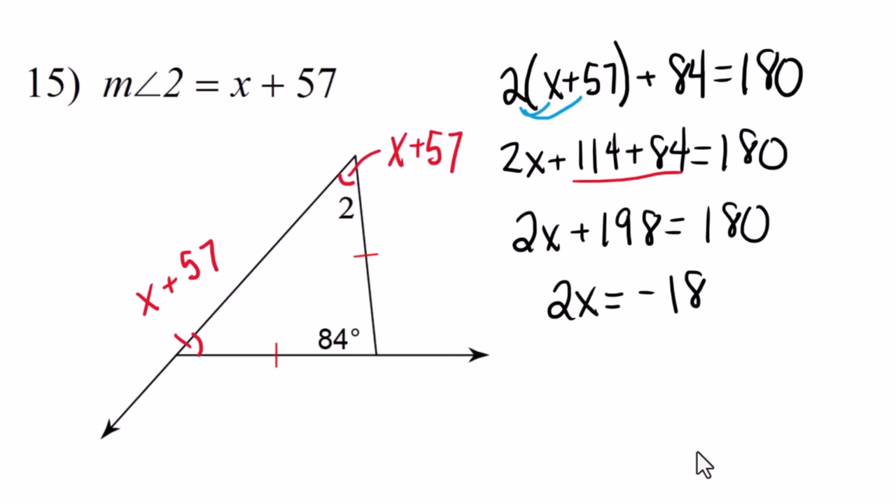2x equals negative 18. Now I'm double checking all my math. I don't know, I must have been sleeping on that other question. And we get 2x equals negative 18, so x equals negative 9. And if you really don't trust my math, go ahead and plug that negative 9 in for the x, add everything back up, and it better equal 180.